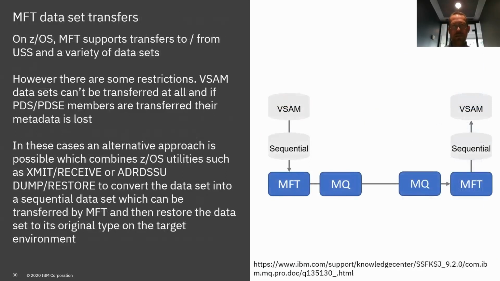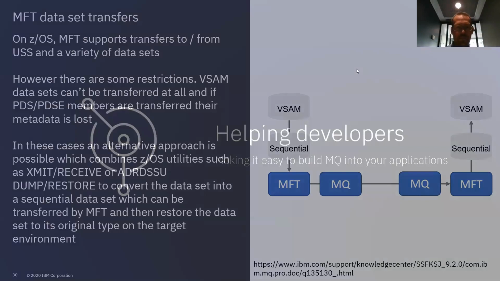We've given increased advice for how to set up MFT to do data set transfers, because MFT is all about transferring files. But of course, when you're running on zOS, you might want to transfer files from USS, or you might want to transfer data sets as well. And we support both. It's just that there are a few corner cases with data sets where there are some restrictions, and we've documented what those restrictions are in a better way, and also how to get around them. That's in the link down the bottom that I provided.